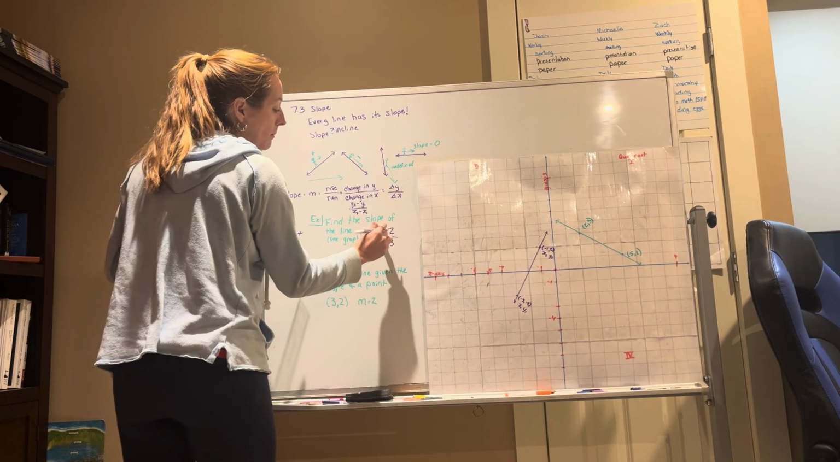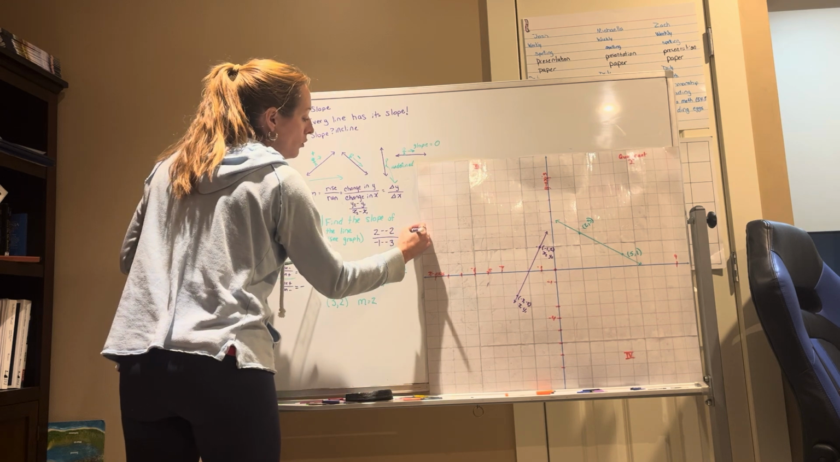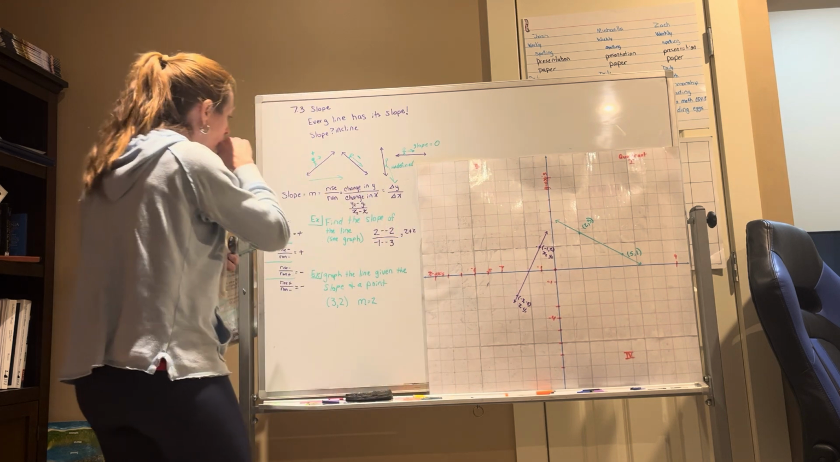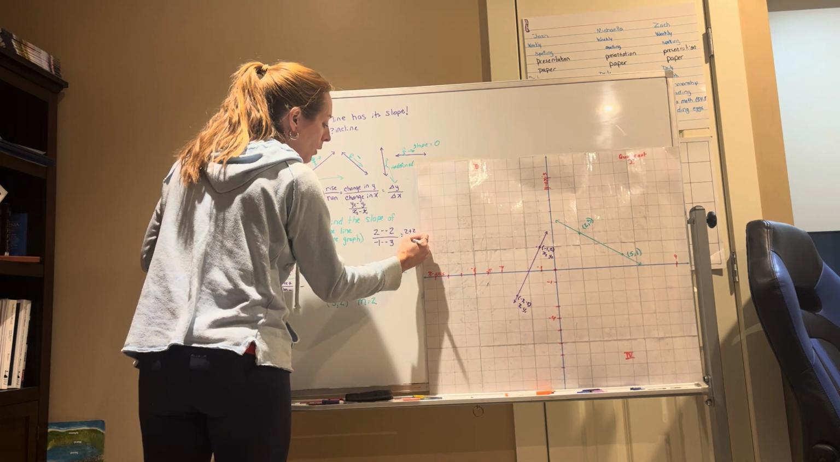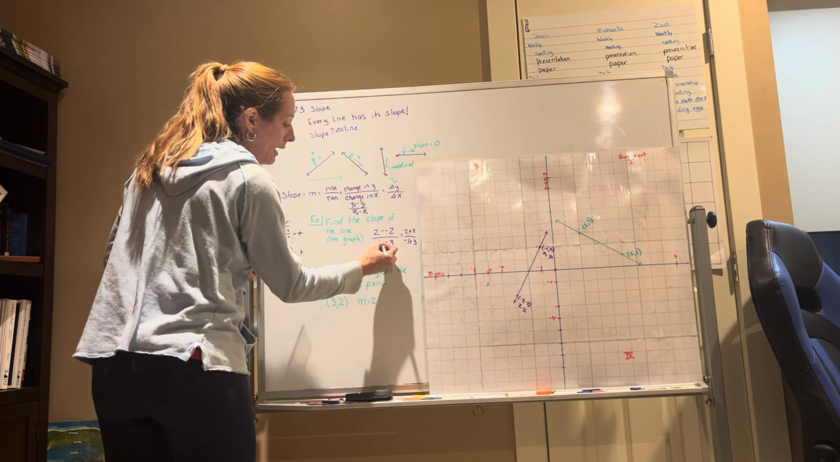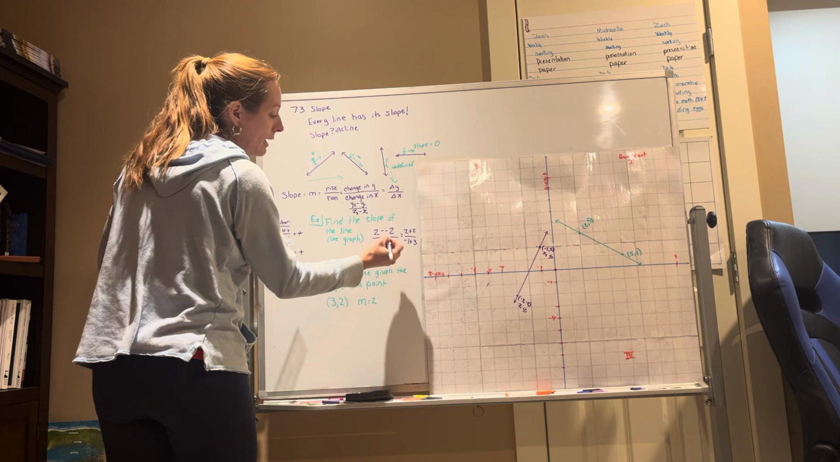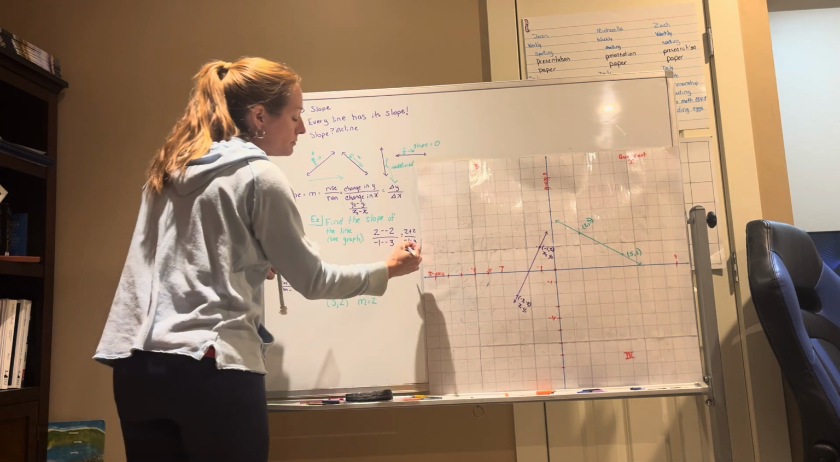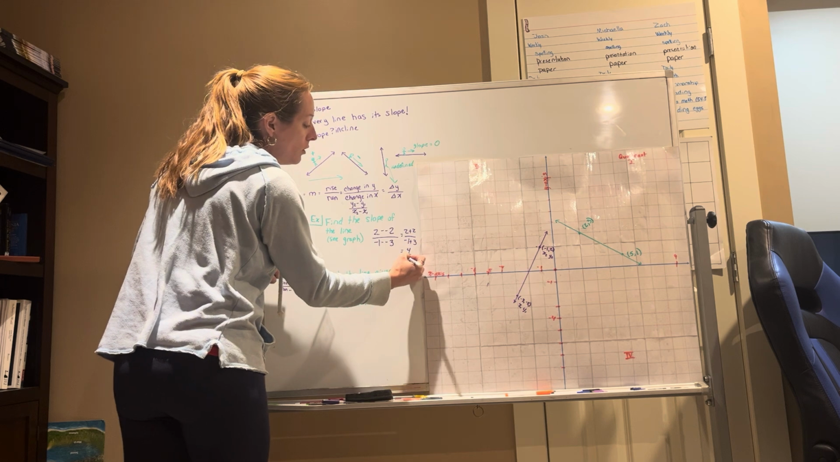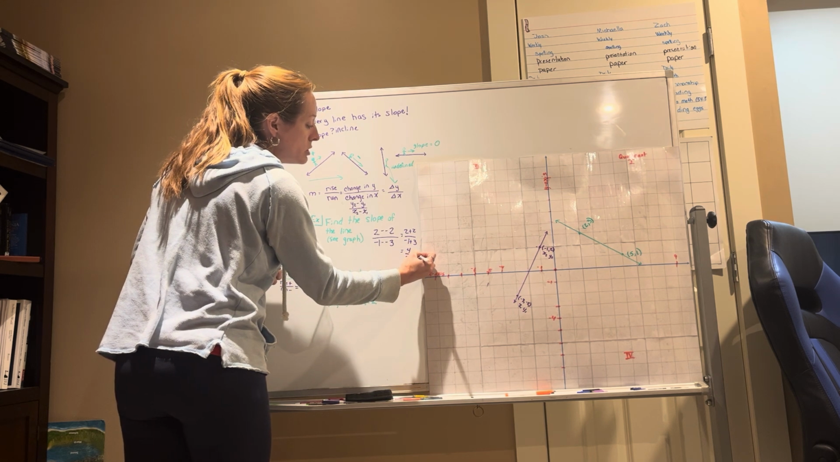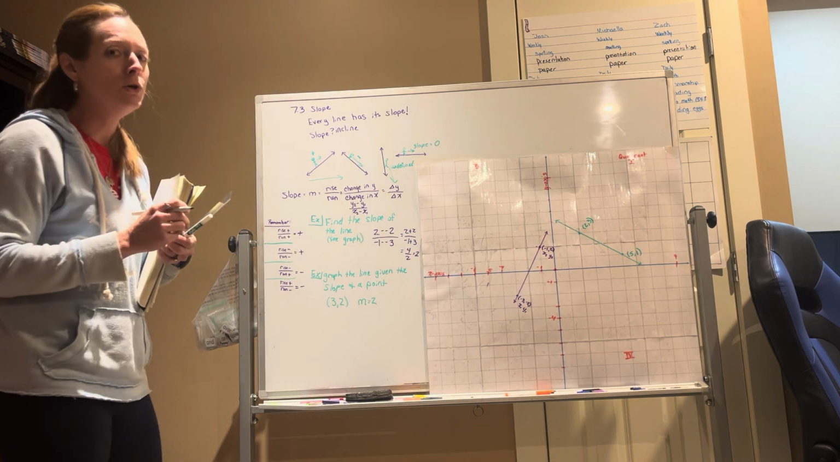This is going to become 2 plus 2, and -1 plus 3. A minus a negative is always going to give me a positive. So this equals 4 over 2, which reduces to 2. So I have a slope of 2.